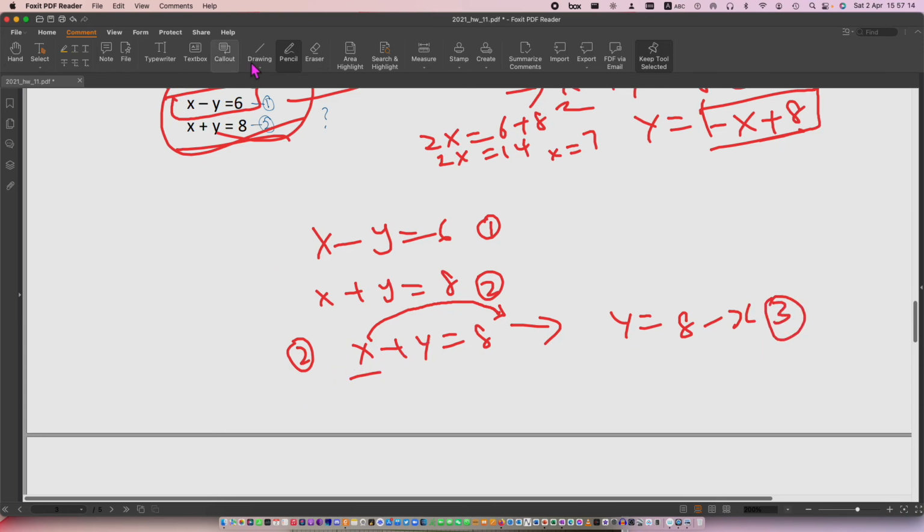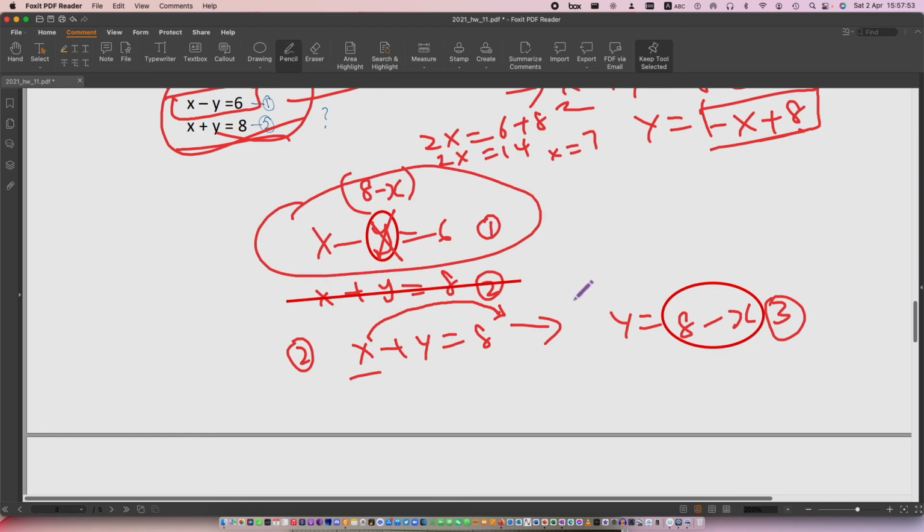You already changed the 2, so that means you don't have to look at the 2. You only have the 1 to play with. Can you see that you have a y here? And you also have the y here. So you just replace. Your y is no longer y. Your y becomes 8 minus x with a bracket. Understand? So now how do you tidy this up? It's x minus, 8 minus x, is equal to 6.